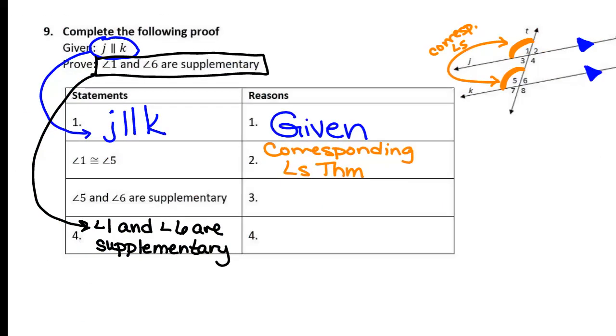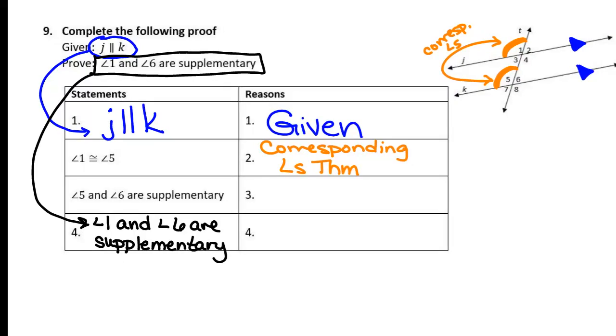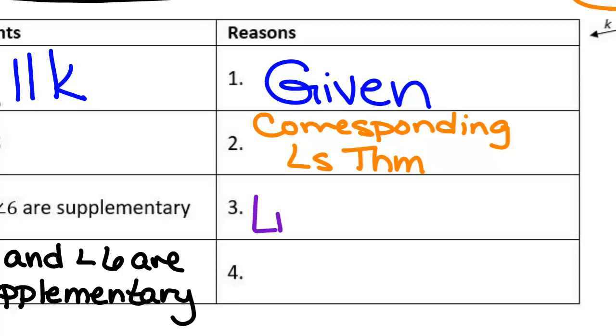When I know the lines are parallel, then I can say the corresponding angles are congruent. We started off by knowing the lines were parallel, so we can use the corresponding angle theorem to say that the angles are congruent. Angle 5 and angle 6 are supplementary. Well, what kind of angles are 5 and 6? Linear pair. So this is my linear pair theorem.